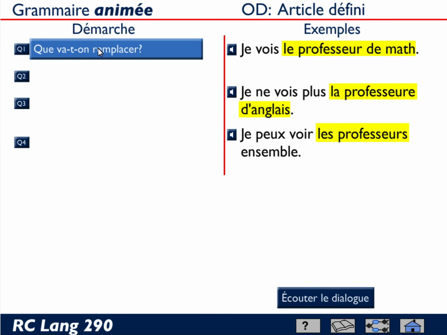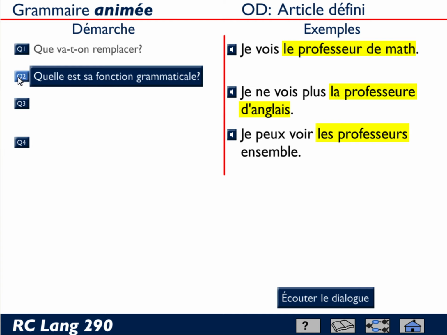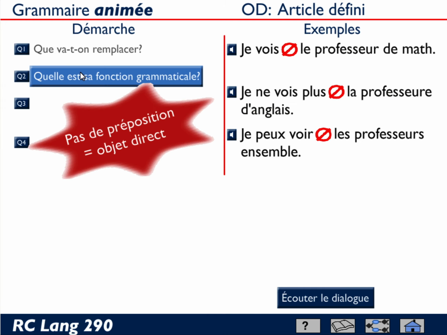You see the next question by clicking the Q2 button. Now we determine the grammatical function of the noun or phrase. The answer here is that it is a direct object. In this case, it's the lack of a preposition that is the clue. We signal in the examples the place where we would expect a preposition to occur.